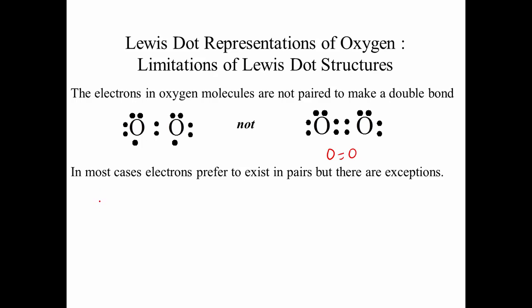But experimentally, oxygen is paramagnetic, and we'll talk later about what paramagnetism means, but for now that means oxygen is going to be attracted to a magnetic field, and that indicates the presence of unpaired electrons, or net electron spin.